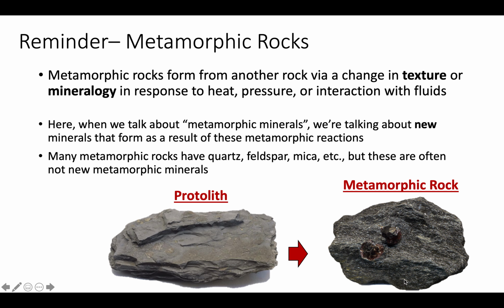Metamorphic rocks have a lot of the same minerals as, say, igneous rocks: quartz, feldspars, micas. But often they're not new metamorphic minerals; they're simply leftover minerals from the pre-existing rock. That's not to say that new quartz, new feldspar, or new mica can't be produced via metamorphic reactions. That does definitely happen, and in that case those would be referred to as metamorphic quartz, metamorphic feldspar, or metamorphic mica.